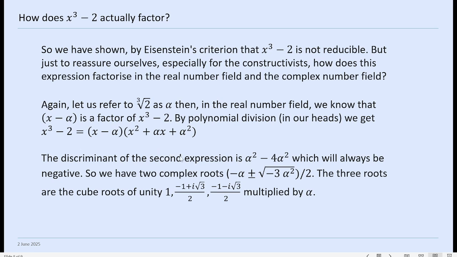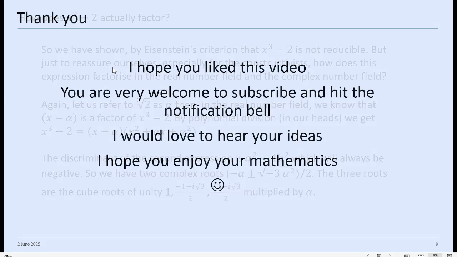The discriminant of the second expression is alpha squared minus 4 alpha squared, which is negative. So we've got two complex roots, which are written here just by the quadratic formula, minus b plus or minus the square root of b squared minus 4ac over 2a. And so we actually got three roots, these two roots and alpha, and as we can see, these are the cube roots of unity multiplied by alpha, because if this was x cubed minus 1, we'd have the cube roots of unity. So what this shows us is that x cubed minus 2 really is irreducible in the rationals, but it also shows us how it factorizes, which is kind of nice.